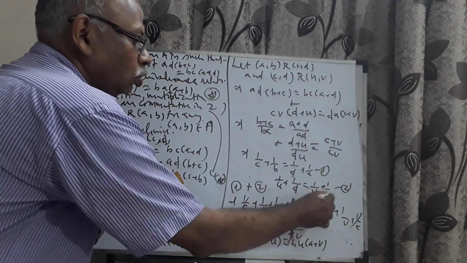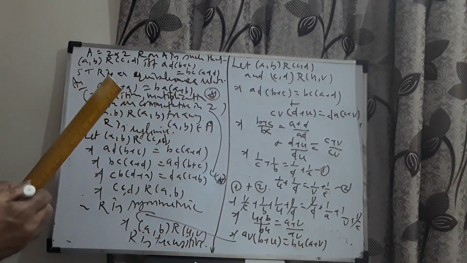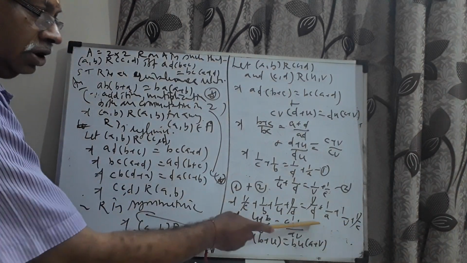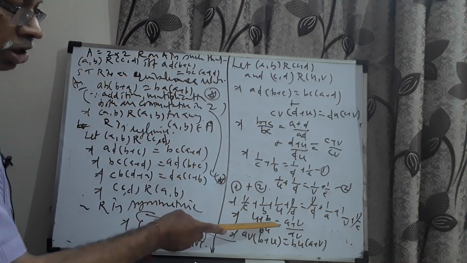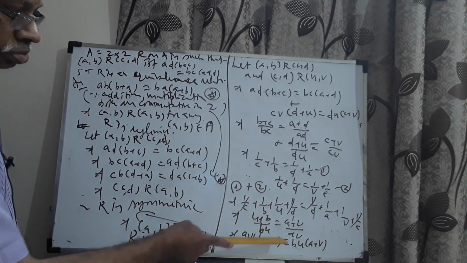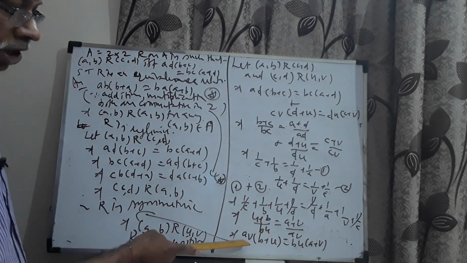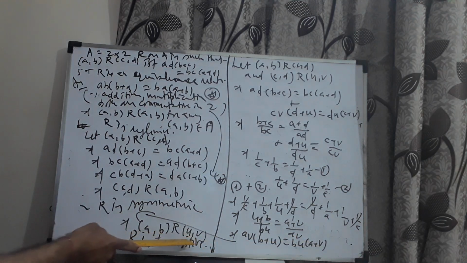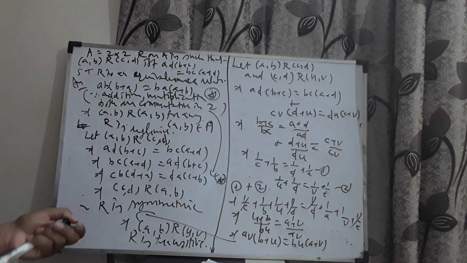Just by adding both the results as it is, without interchanging LHS or RHS, 1 by C gets cancelled, 1 by D gets cancelled. After taking LCM, I'll get U plus B by BU is equal to A plus V by AV. Therefore, AV into B plus U to B is equal to BU into A plus V, which is equivalent to AB related to U comma V. Therefore, it means R is transitive. R is reflexive, symmetric, transitive. Take down and write once again. It gives you R is an equivalence relation.